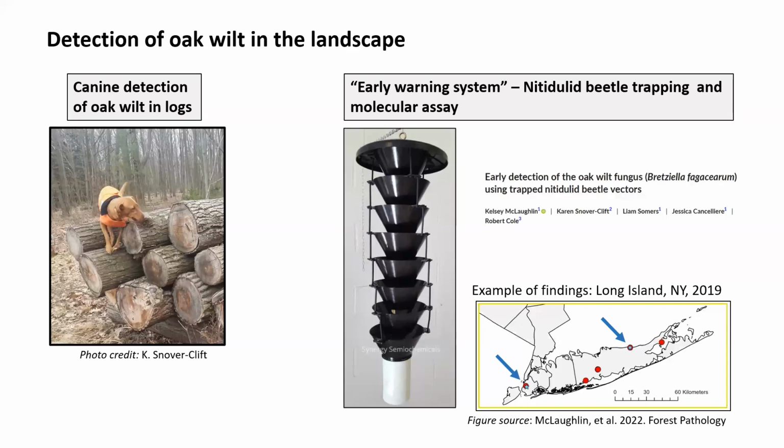This has been published. Here's the title. You should have a handout available to you for this webinar with full citations, so you'll know where to look these up if you're interested. So this is just an example of their findings from this early warning system they've developed. This is for Long Island, New York. The red dots are where they picked up and confirmed oak wilt in the past, and the blue arrows indicate where they found oak wilt positive beetles in this effort.